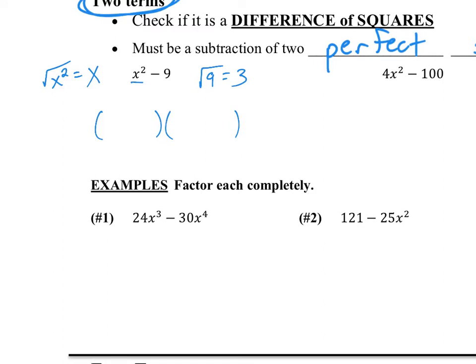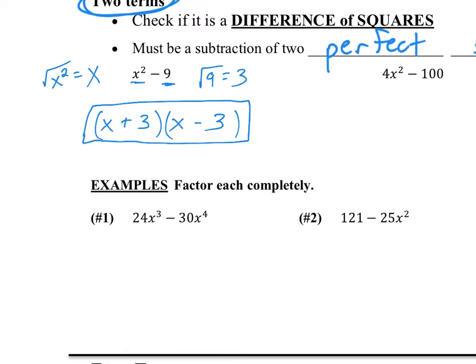So x squared was first, right? And x squared is x times x. 9 comes second. And 9 is 3 times 3. So the x's come first because x times x makes x squared. The 3's come second because 3 times 3 makes 9. And then we put a plus and a minus. Okay? This is your answer. Okay, and I'm going to show you why this works like this.